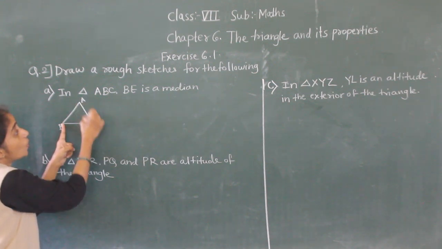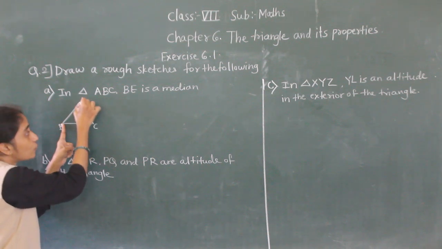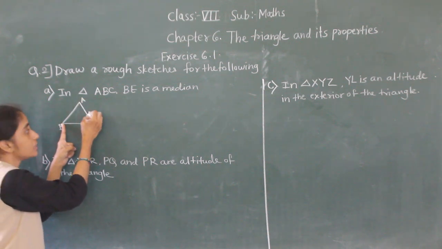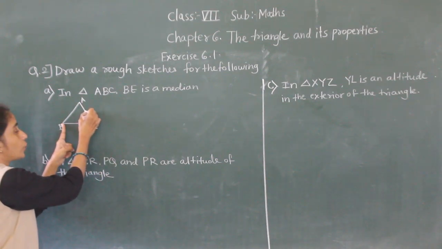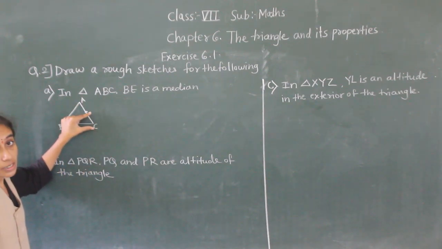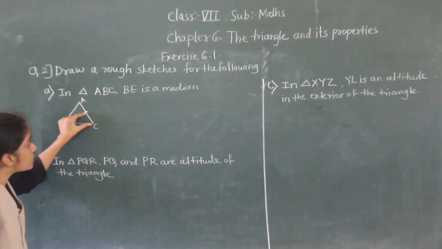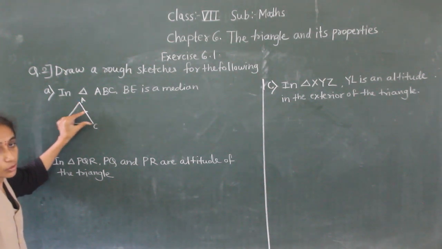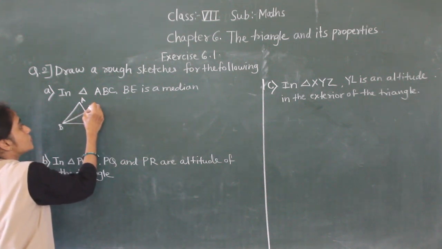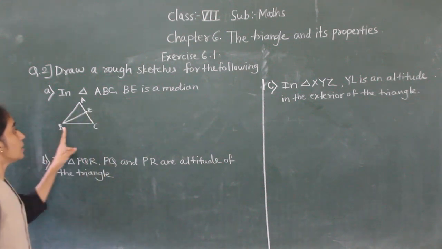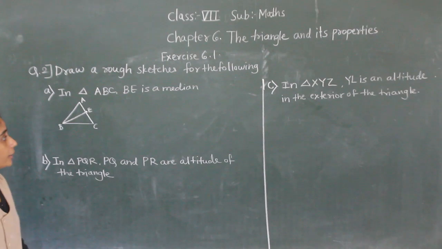So what is median? We need to find the midpoint of this AC. Midpoint means the distance on either side should be equal. So BE is the median of a triangle.